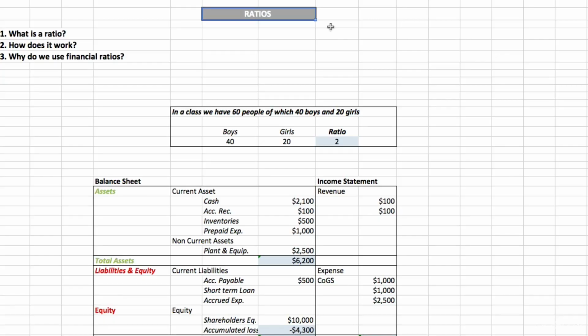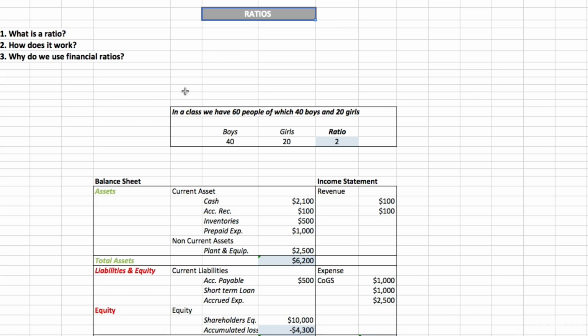Welcome. In this lecture, I want to explain what is a ratio. Well, let me get this straight. A ratio is nothing special. It's just a simple math concept, and a ratio is just a comparison. Now, in this lecture, I want to explain what is a ratio, how does it work, and why do we use financial ratios. A ratio is actually a comparison between two things. And we can actually use it in real life.